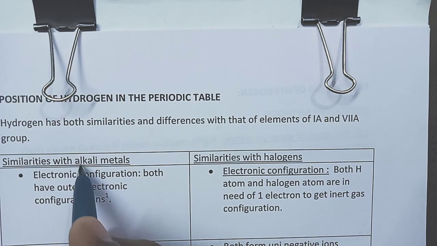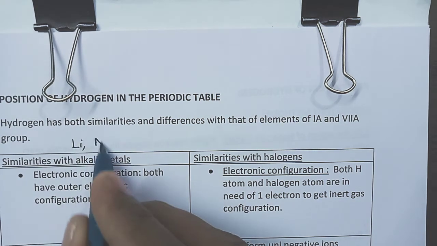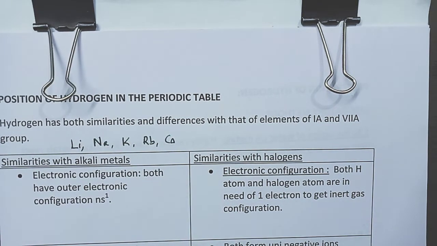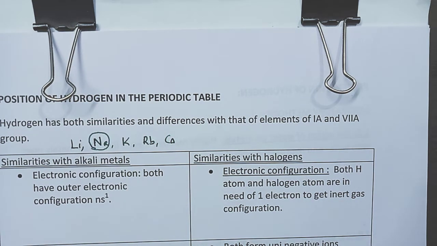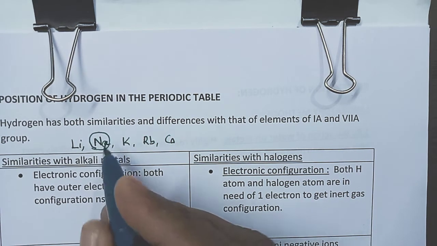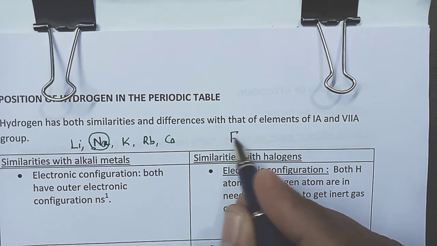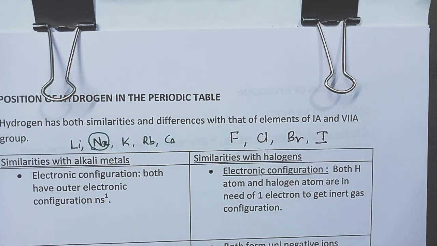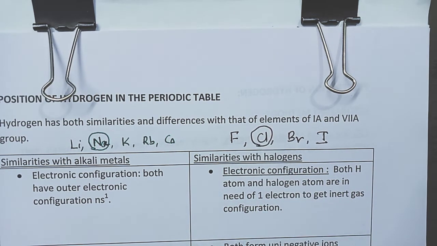Here, when we are discussing alkali metals, we know that the list of alkali metals are lithium, sodium, potassium, rubidium, cesium and francium. Out of these alkali metals, let us consider sodium as our example. Coming to halogens, the list of halogens are fluorine, chlorine, bromine, iodine, astatine. Out of these halogens, let us consider chlorine as our example. Now let us start the process.